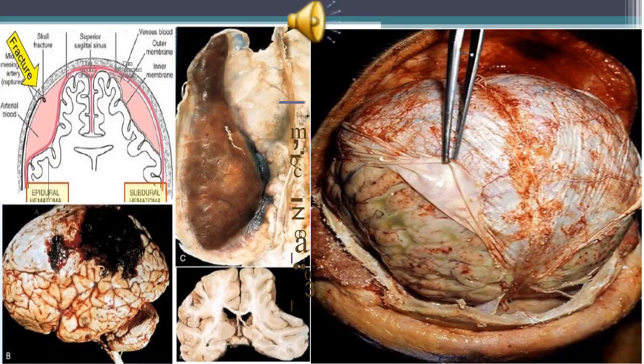This slide shows us the pathology of extradural and subdural hematoma, and we can see the post-mortem state of the brain with the hematoma collected over the dura and causing severe pressure effect on the brain, and the surface of the brain can be seen contused and edematous.